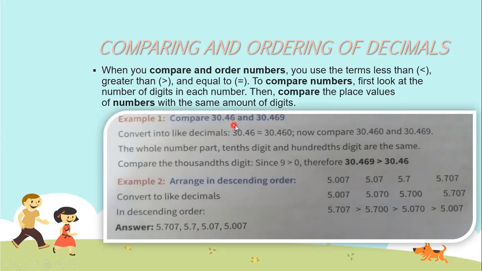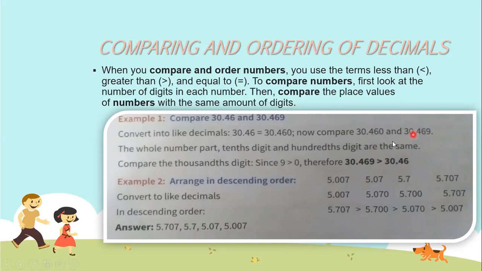Compare 30.46 and 30.469. Here there are two decimal places and here three decimal places. If you want to compare, first you have to change these unlike decimals to like decimals. Convert 30.46 into like decimals. We can write it as 30.460. Now you can compare. Here three decimal places and here also three decimal places.